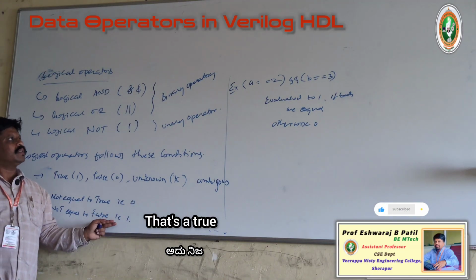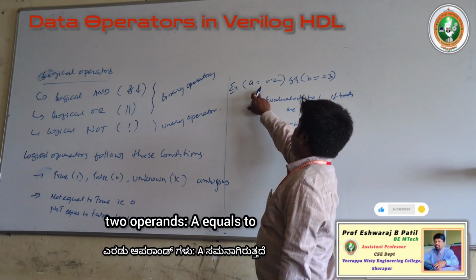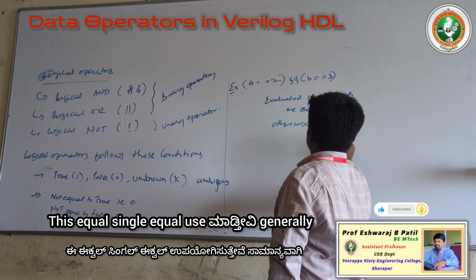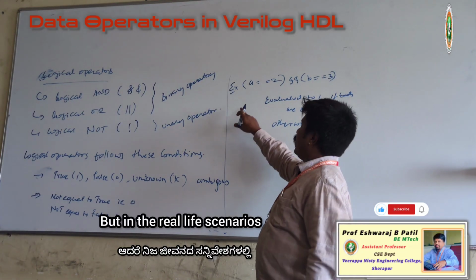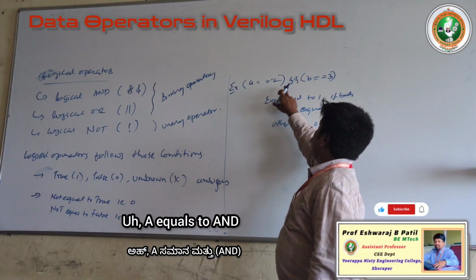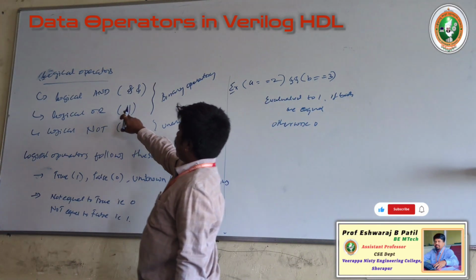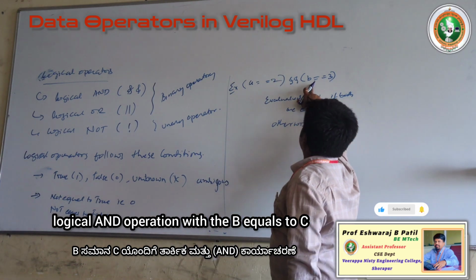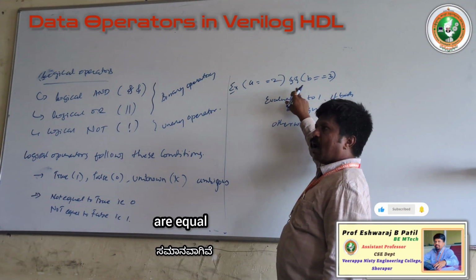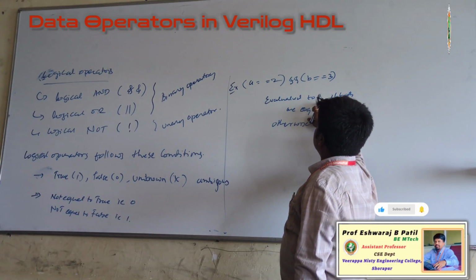That is the one value. For example, I consider two operands: a equals 2, written with a double equal. Generally we use a single equal, but in Verilog HDL we use the double equal for the equality condition. a equals 2 and the logical AND operation with b equals 3. Are they both equal?